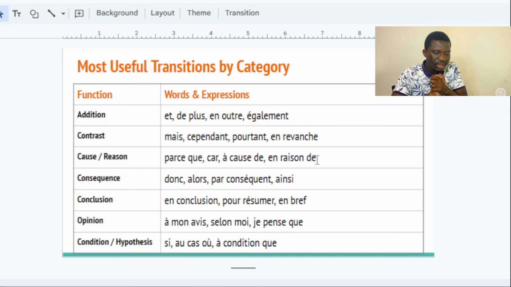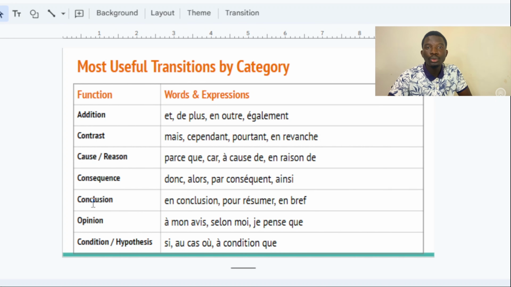For consequences, you can say donc. Donc, it means so, okay? Alors, therefore. Alors means therefore. Alors, par conséquent, as a consequence. Par conséquent, ainsi also means so, therefore, it's for talking about consequence.